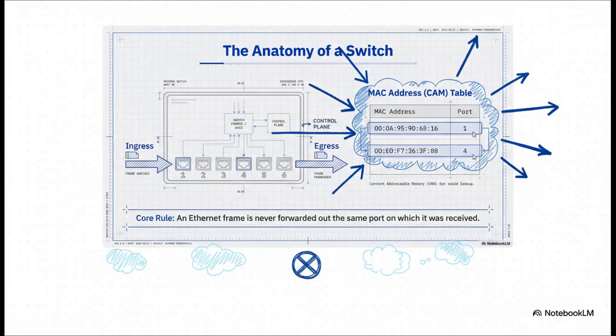And here it is, the secret sauce, the MAC address table. You'll also hear tech folks call this a CAM table. Just think of it as the switch's personal address book. It keeps a running list of every single device's unique hardware ID, that's the MAC address, and which physical port it's plugged into. This table is the entire foundation for how a switch makes its decisions.